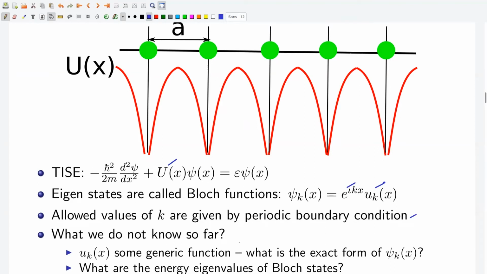Let us see what we do not know so far. U of x is some generic function having the periodicity of the direct lattice. So, what is the exact form of eigenfunction psi of x? We do not know. We also do not know what are the energy eigenvalues of the Bloch states. Let us try to find these answers.